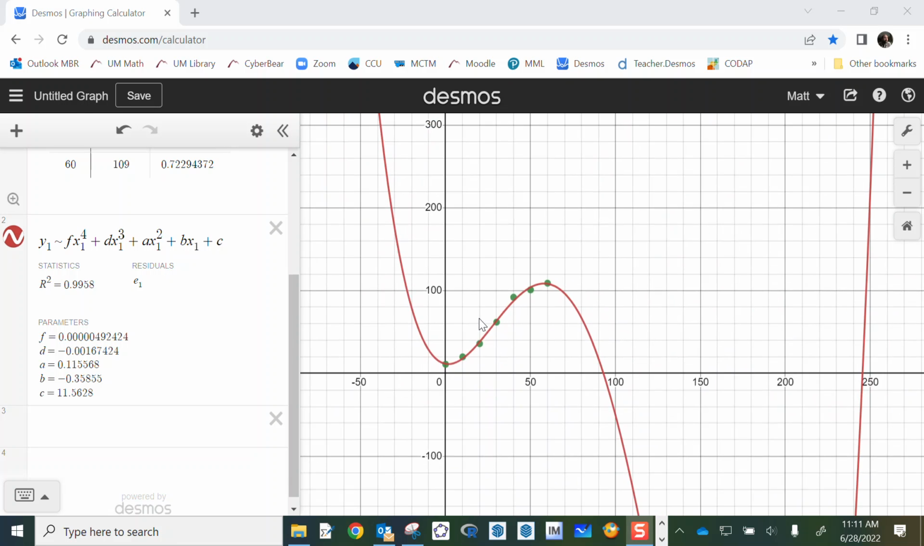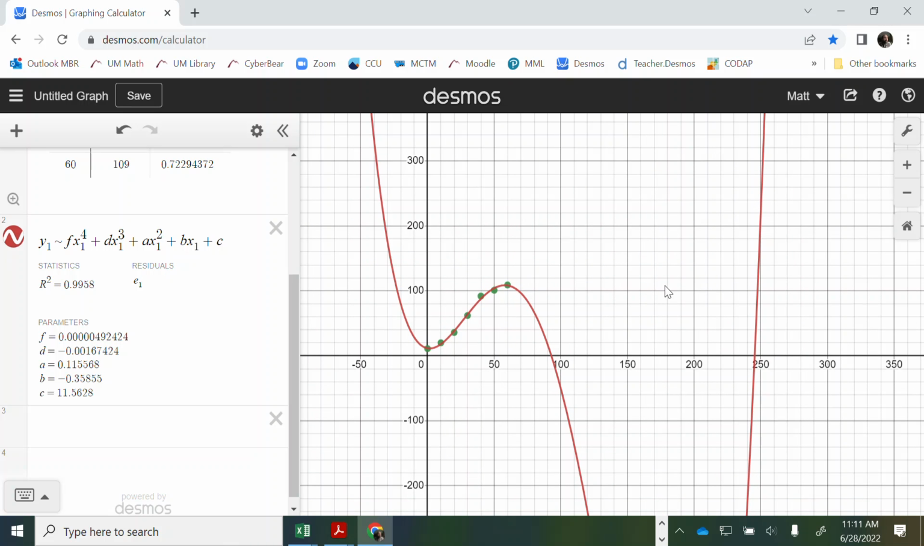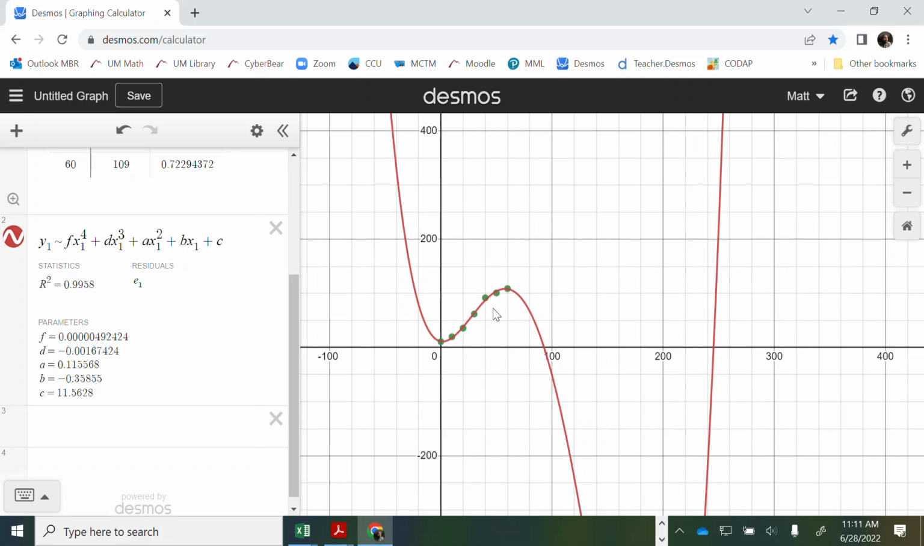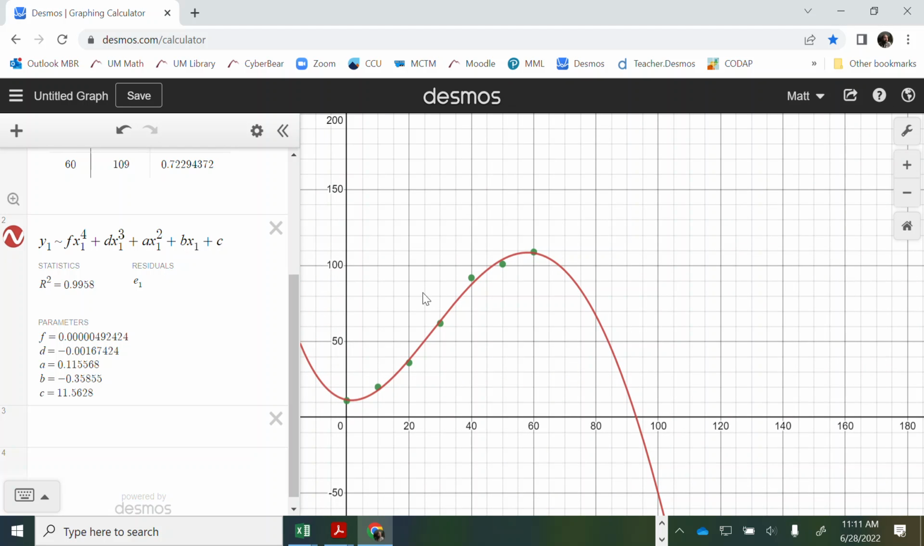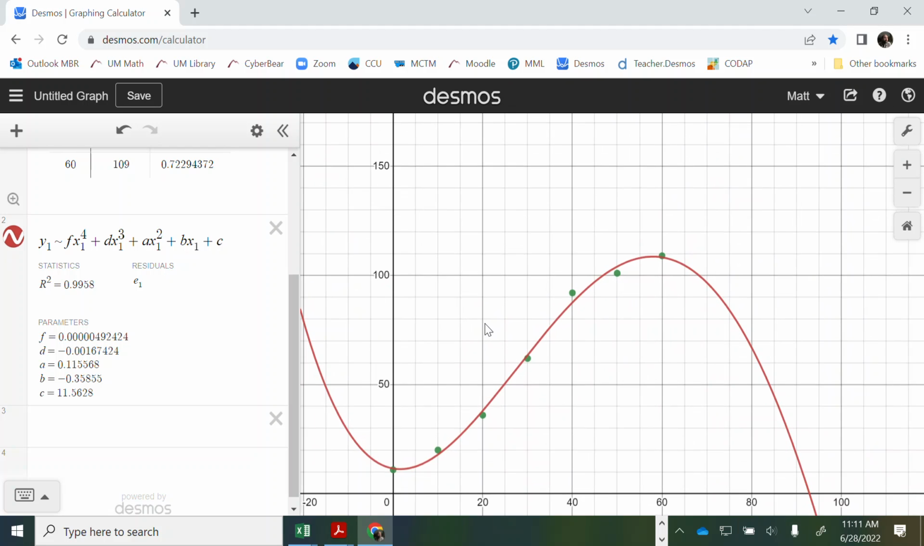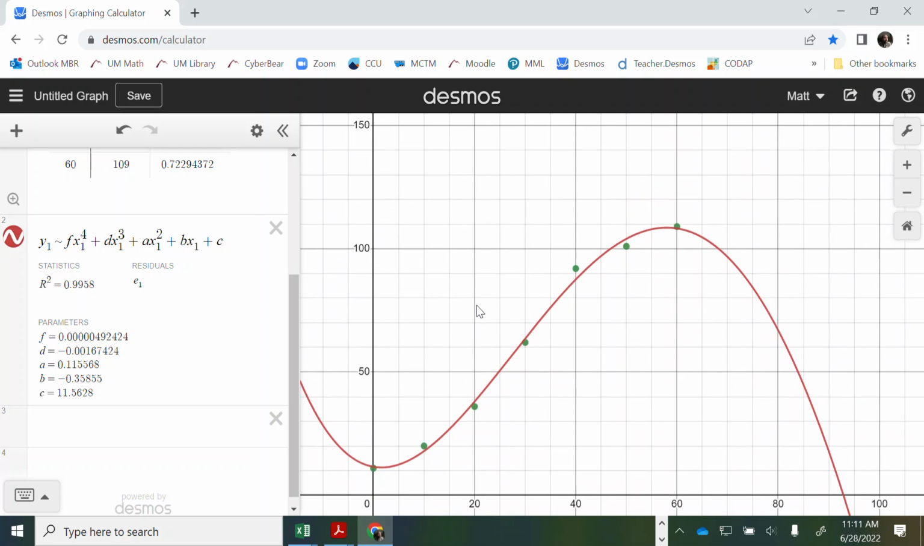But then when I zoom out, you see the right end behavior. In other words, it should be going to positive infinity in both directions if the leading coefficient is positive. So I was a little worried about that at first, but it really looks very similar to the cubic.